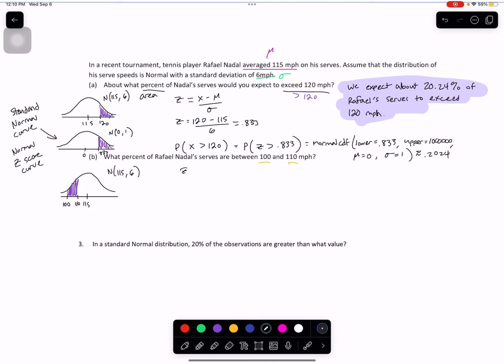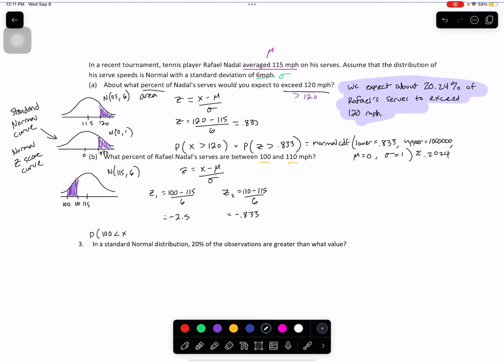So I'm going to write the formula. It's x minus mean over standard deviation. So z1, this is going to be my lower bound. So that's going to be 100 minus 115 over 6. For my upper bound, it's going to be 110 minus 115 over 6. And so when you put those in the calculator, you should get negative 2.5 and negative 0.833 respectively.